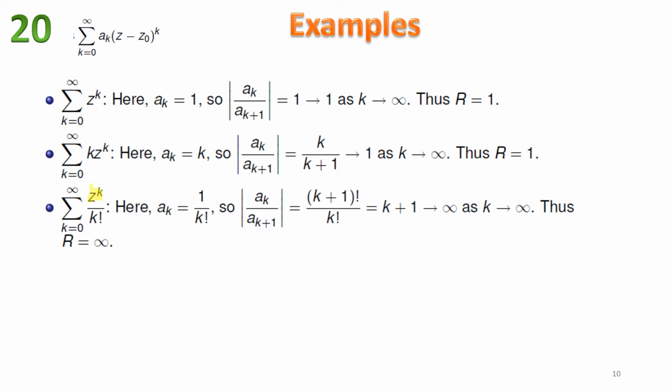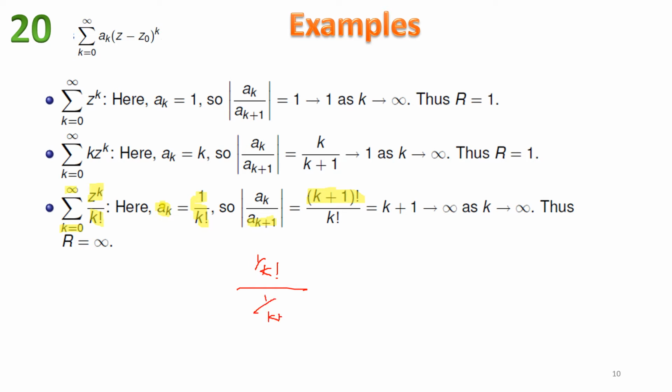Here goes the next example, z to the power k upon k factorial, where k rolls from 0 to infinity. That's our series, and in this series a_k, the coefficient, which is a complex number, is equal to 1 upon k factorial. Now the next number in the series will be a_(k+1), and that will be 1 upon (k plus 1) factorial. Now here we have to obtain a_k upon a_(k+1). If you like to write a_k, it has value 1 upon k factorial, and that is divided by 1 upon (k plus 1) factorial.